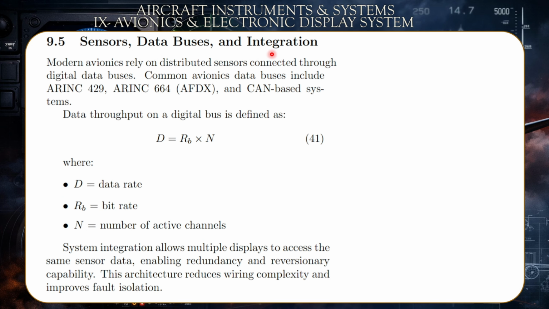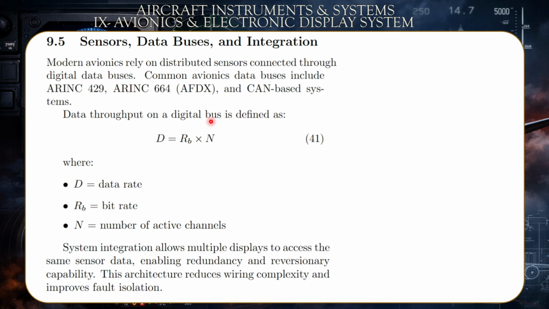Sensors, data buses, and integration. Modern avionics rely on distributed sensors connected through digital data buses. Common avionics data buses include ARINC 429, ARINC 664, AFDX, and CAN-based systems.